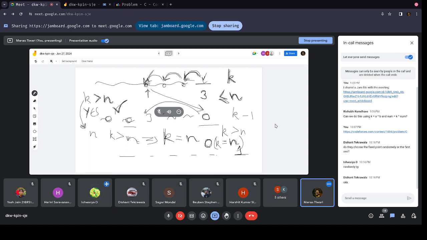Can you repeat how you make k equal to n from k greater than n?